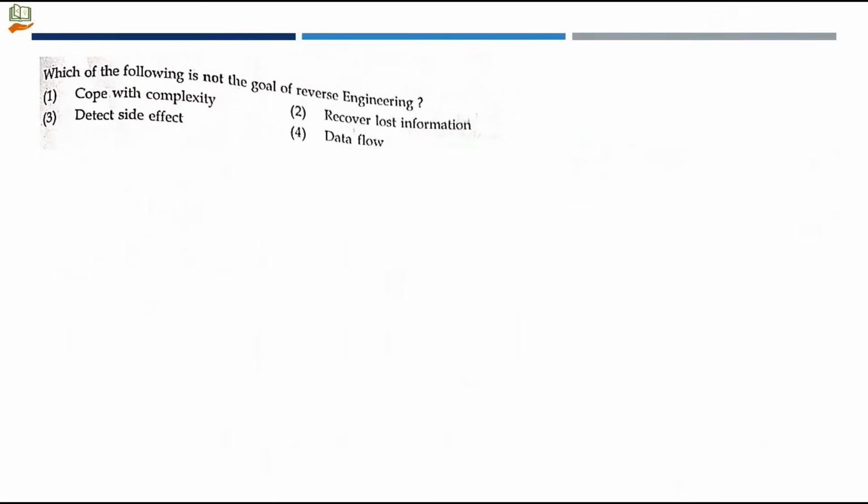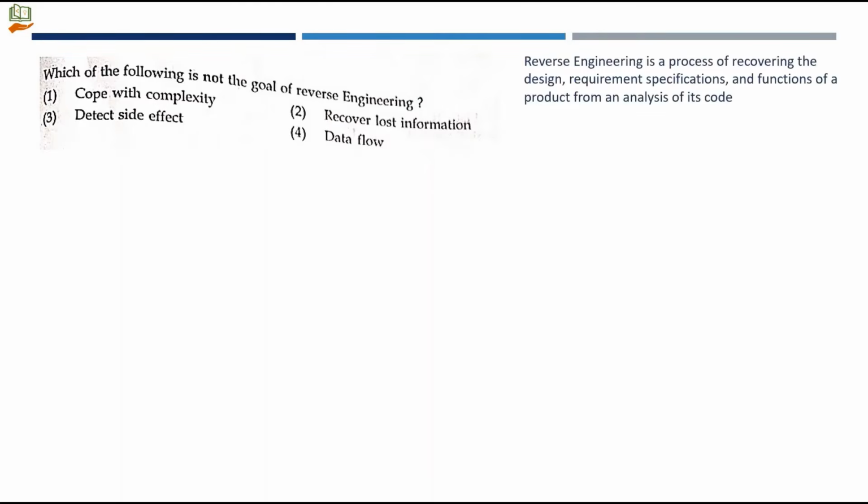Next question, which of the following is not the goal of reverse engineering? What is reverse engineering? It is the process of recovering the design, requirement specification and functions of a product from an analysis of its code. So the source code will be present and by analyzing the source code, we have to recover all these details.